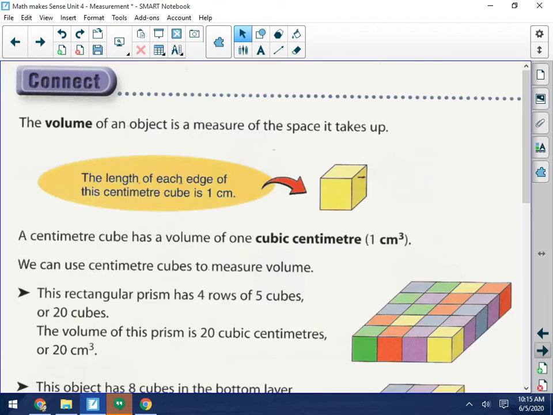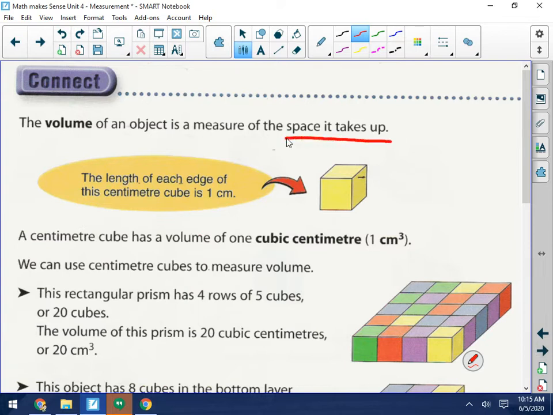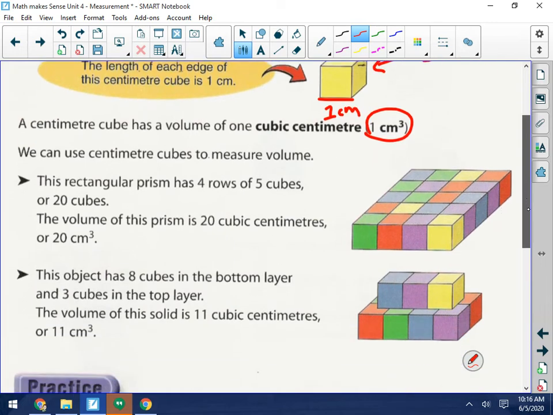So the volume of an object is a measure of the space it takes up. We talked about the length of each of these centimeter cubes being 1 centimeter. A centimeter cube has a volume of 1 cubic centimeter. So this here equals 1 centimeter cubed. And we can use centimeter cubes to measure volume.